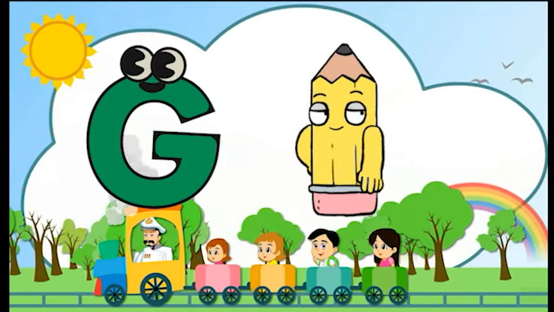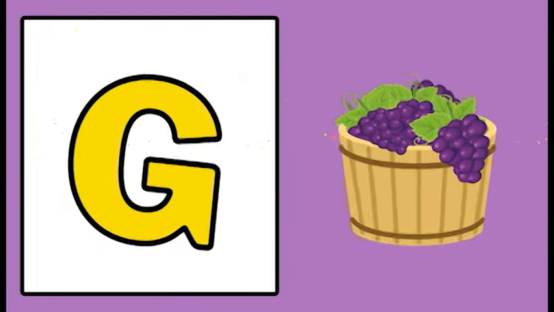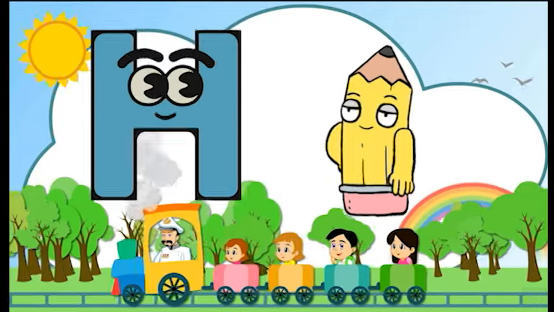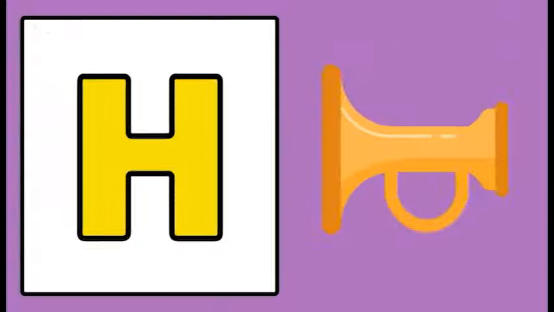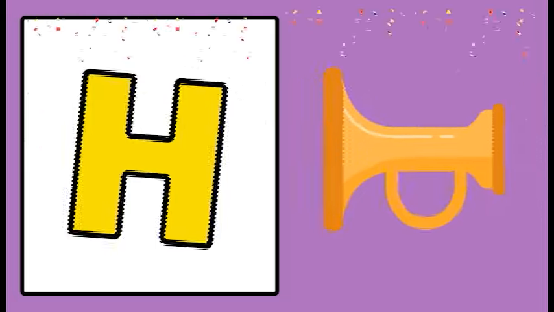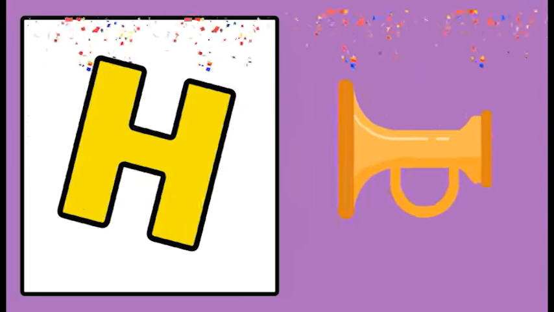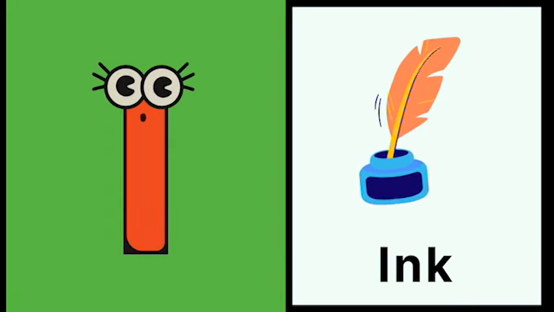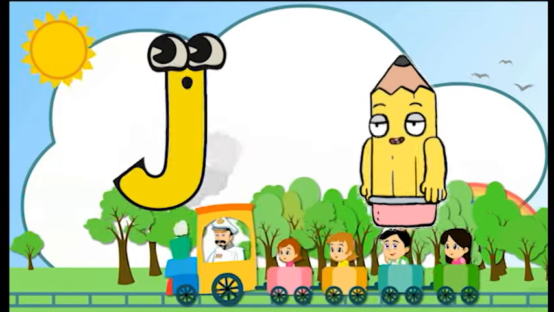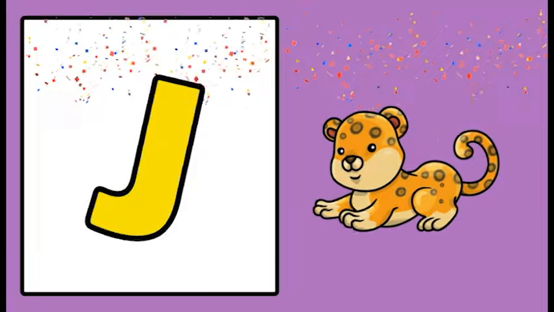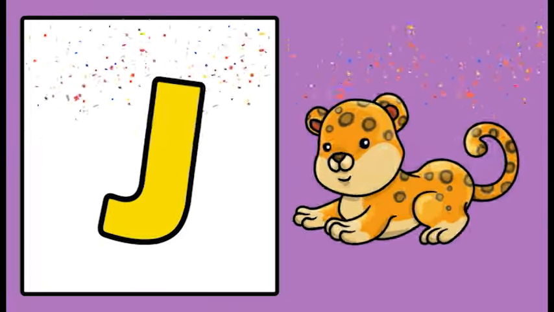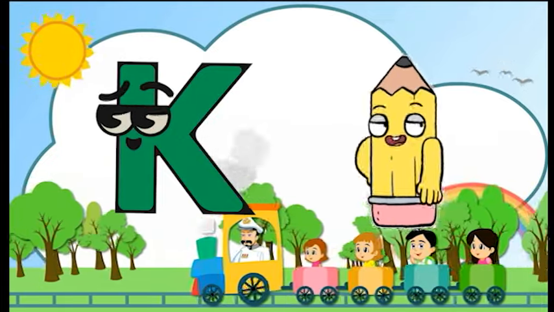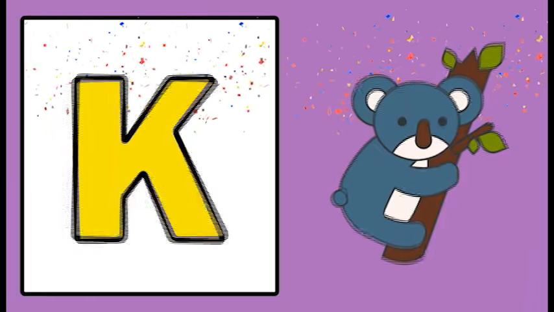Letter G. G is for grapes. Letter H. H is for horn. Letter I. I is for ink. Letter J. J is for jaguar. Letter K. K is for koala.